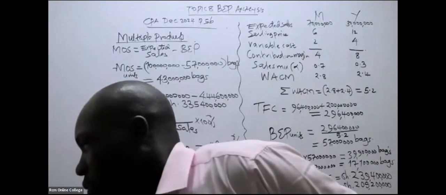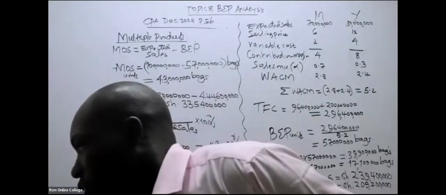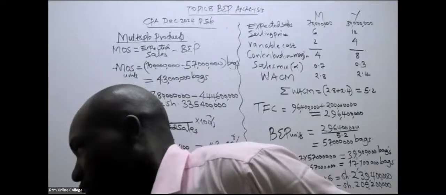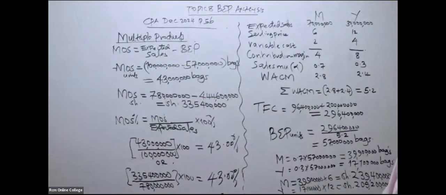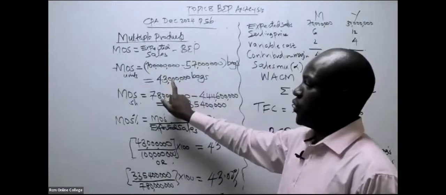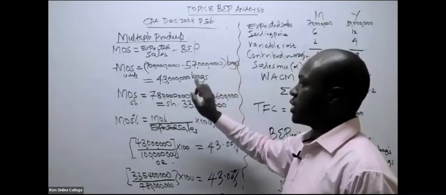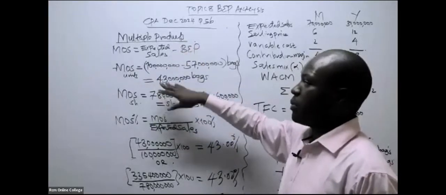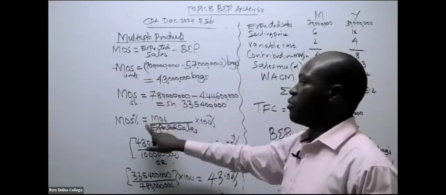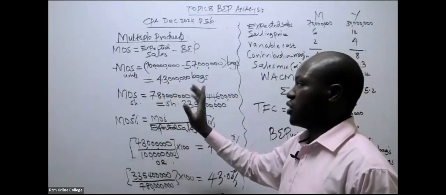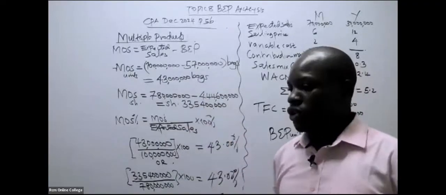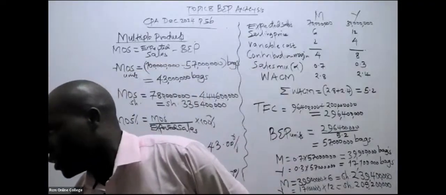I have a question. If I take margin of safety in units, then use sales mix to get units for Y and M, then multiply by selling price for each product, will I be correct? Yes. This is your margin of safety in units. If I use 0.7, I'll get the share for product M, the share for product Y. Then I multiply by their selling prices. It will give me margin of safety in shillings. It will give me this one here. Try that.